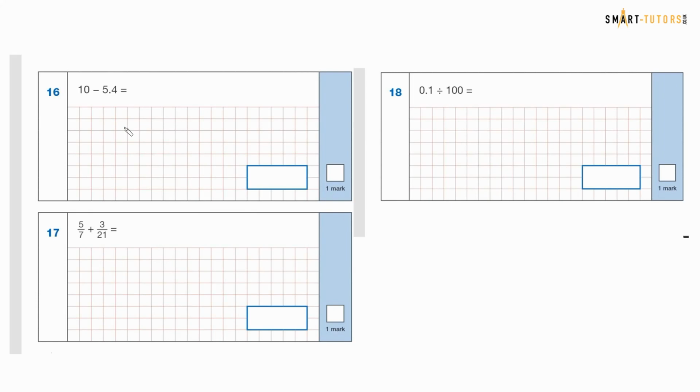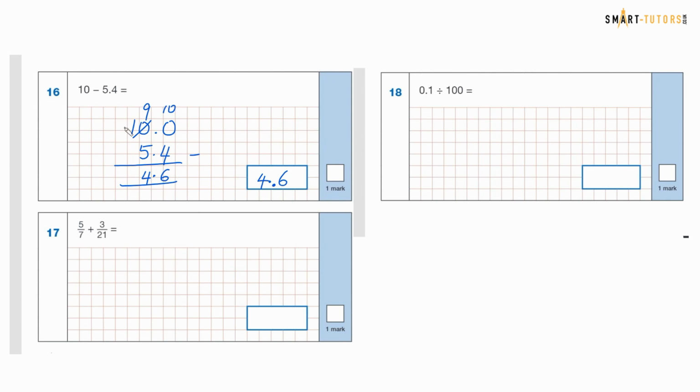Question number 16. 10 take away 5.4. So this is a 2-digit number take away a decimal number. So you change the 10 into 10.0 and then you do 5.4. So then you carry it over, so it's 9, and then 10. So 10 take away 4 is 6. Put the decimal, so 4. And then you do 9 take away 5, which is 4, so it's 4.6. Very good. That is the answer for question number 16. So 4.6 is the answer.